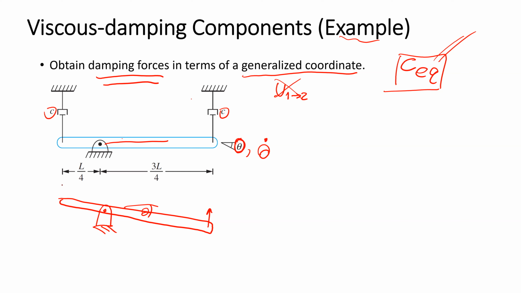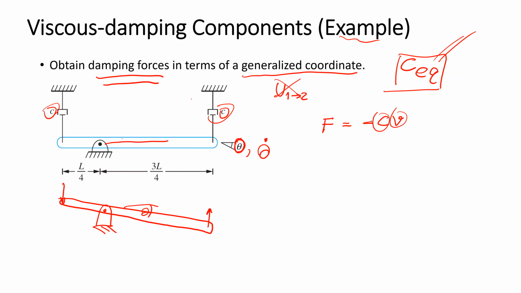What should be the force generated by the damping component? The force has the direction opposite to the velocity, with a constant multiplied by the magnitude of the velocity and the opposite direction.